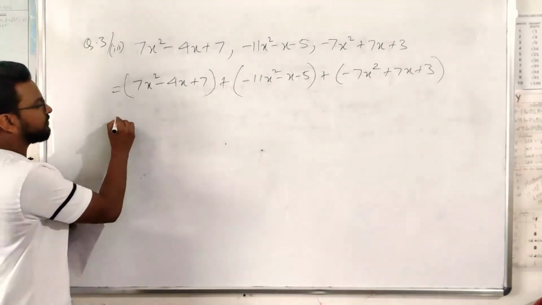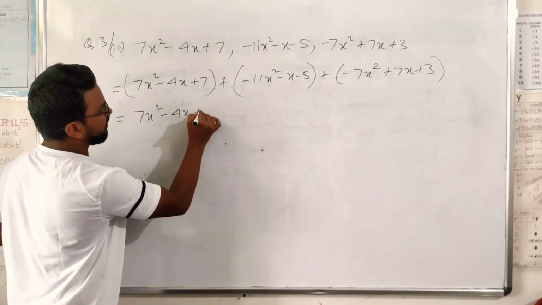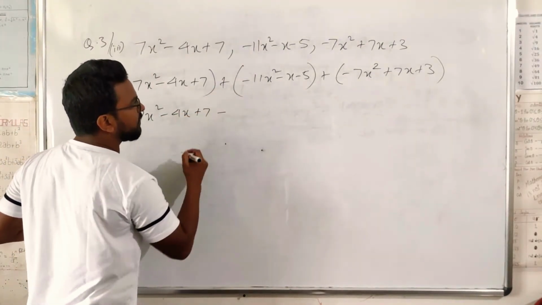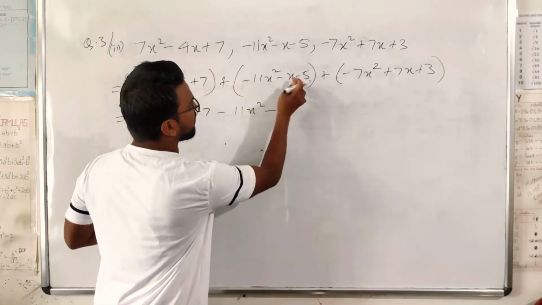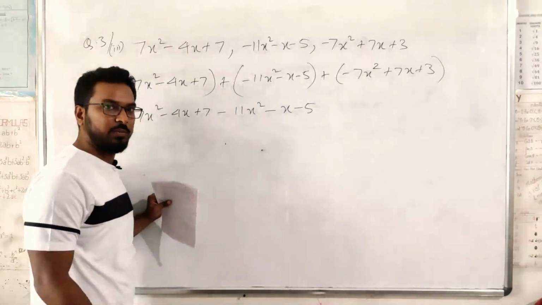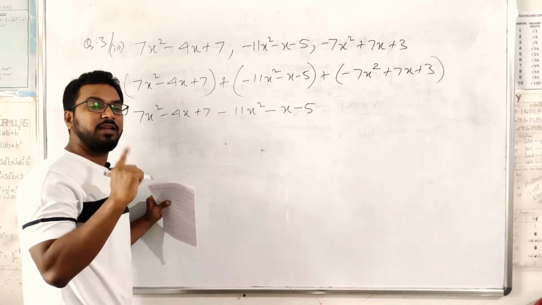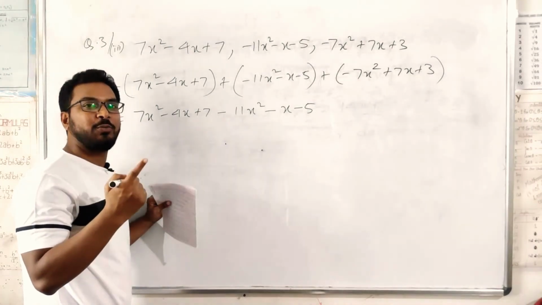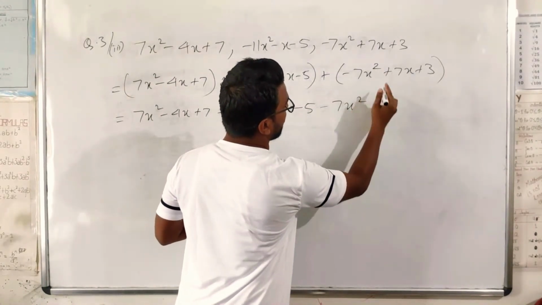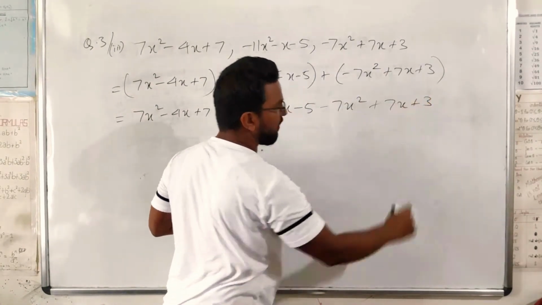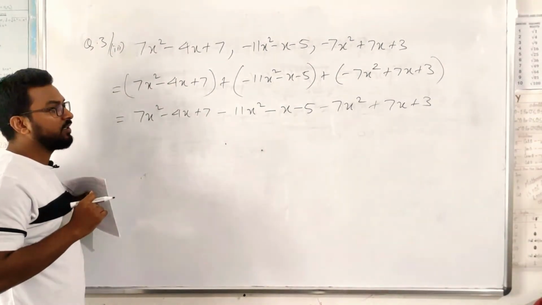So what we'll do, you can open the bracket now. 7x square minus 4x plus 7 plus minus, it will be minus 11x square, plus minus minus plus, minus minus. The symbol will remain the same in case you multiply any expression with a plus sign, but if you multiply any expression by minus, all the signs will be the opposite. This will be minus 7x square, this will be the same. Now you can find all the like terms and bring them together.